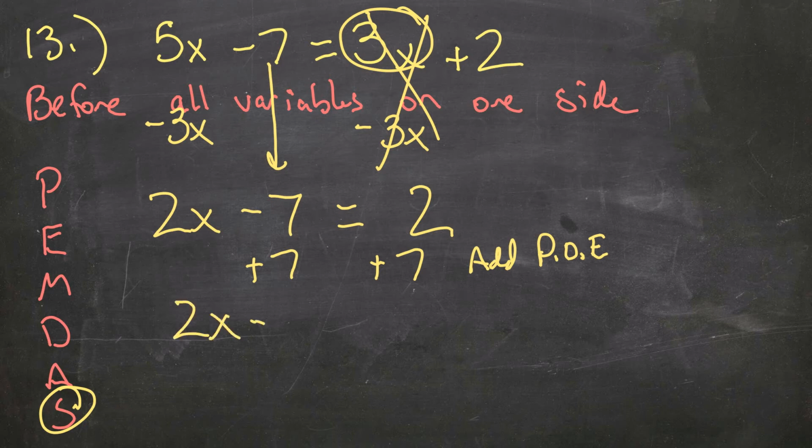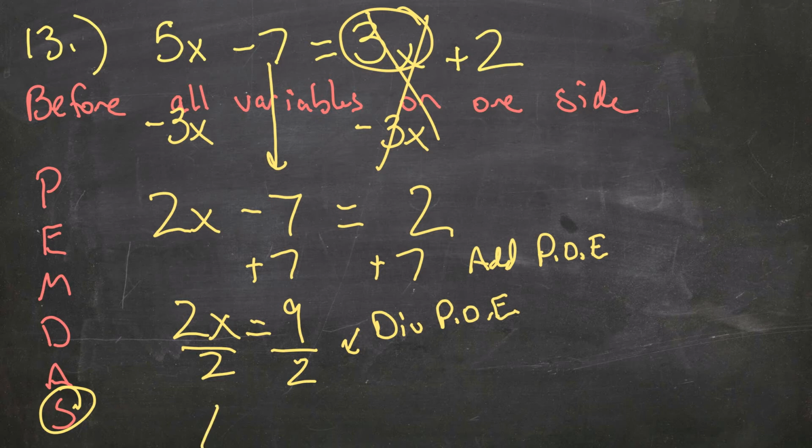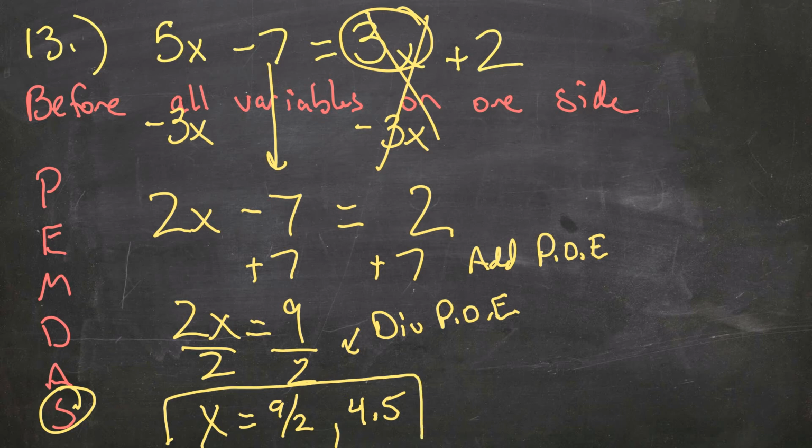I get 2x equals 9. So I divide both sides by 2. That's my division property of equality. I get x equals 9 halves. A lot of you might have 4.5. That's okay. They're the same thing. I prefer 9 halves. Now I'm going to check my work.